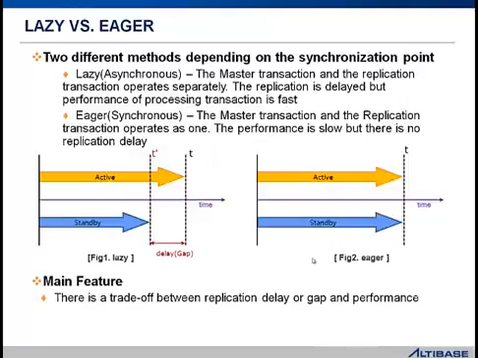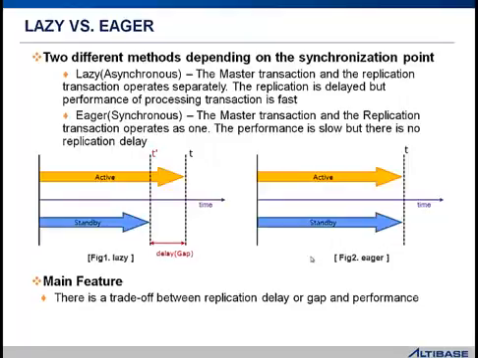In the eager type, the master transaction and replication transaction operate as one, so there's no data gap between nodes. The transaction finishes executing on the active node when the data modified on the active node is reflected to the standby node as well. Therefore, both nodes have the same data.